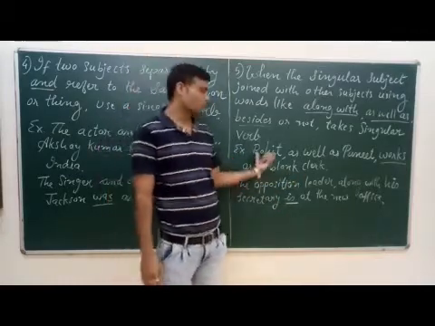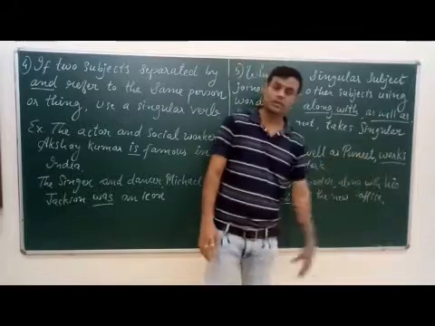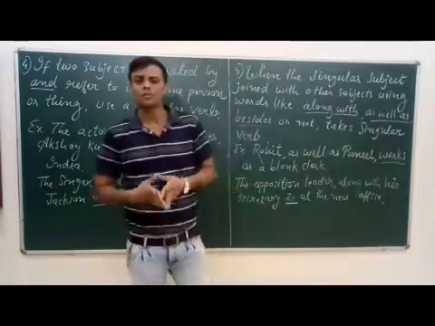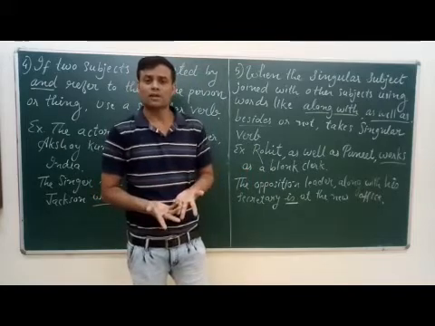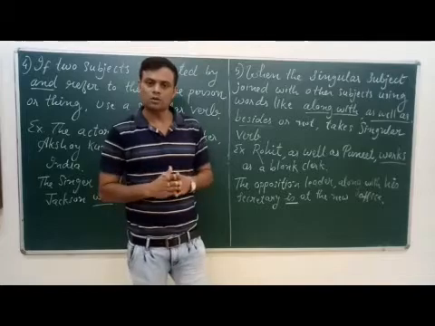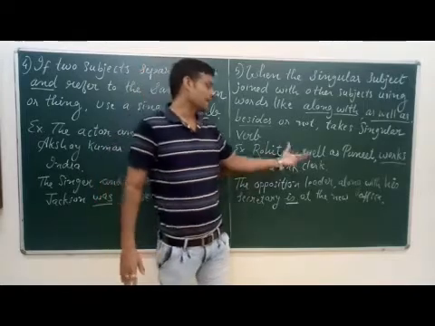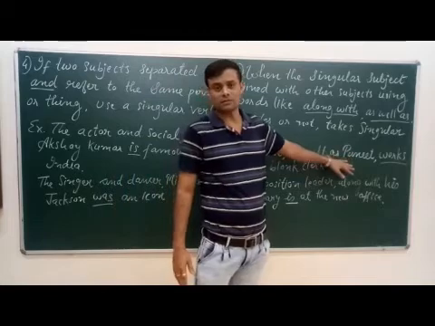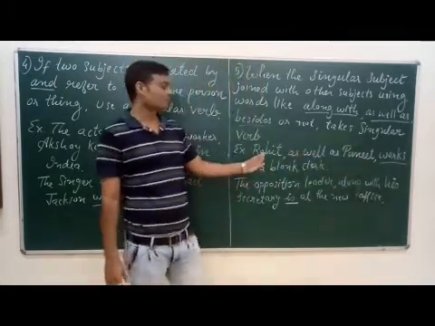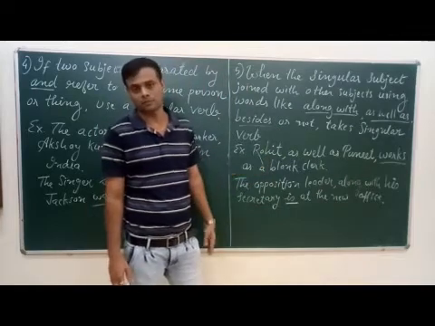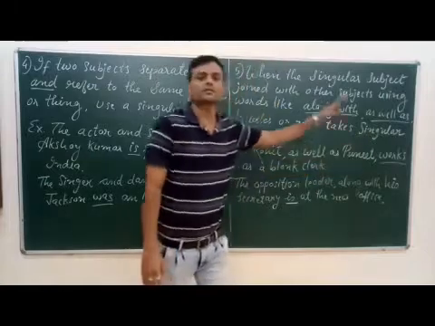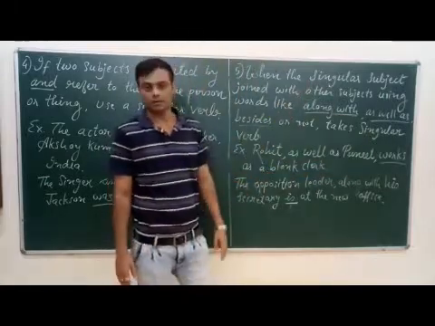Now see here, Rohit as well as Punit. Most of the time we consider as well as, besides, along with as plural. But as per the rule of subject verb agreement, the subjects joined with as well as are not considered. We consider the first subject itself. So here, Rohit as well as Punit works as a bank clerk.